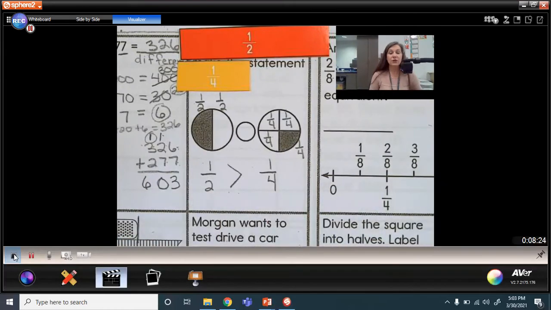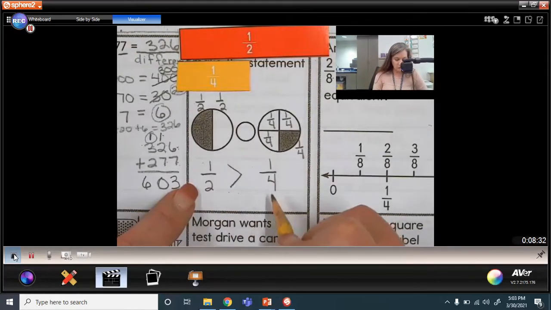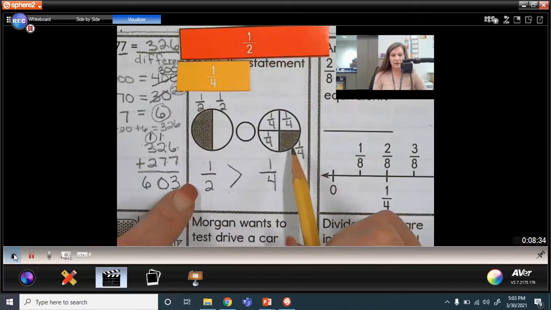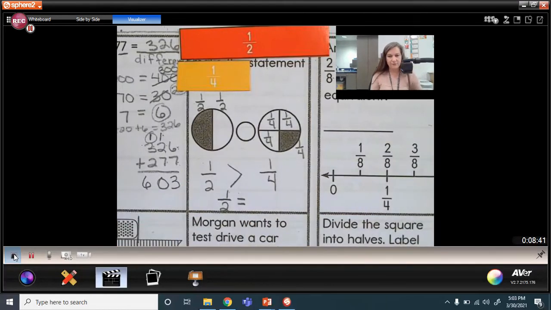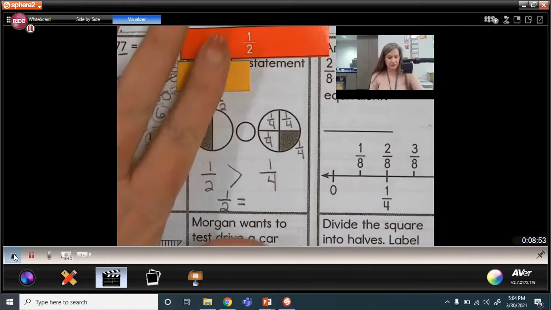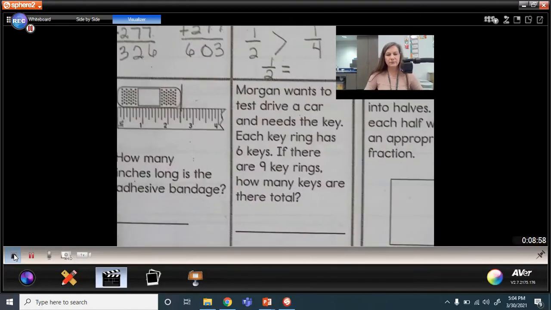Now, for your discussion question today, I want you to tell me how many more pieces you would have to shade in to make this equivalent to half. So how many more of these 4ths would you have to shade in to make it equal to half? Okay, how many 4ths would it take to make it equal to half? All right, let's take a look at our next question.